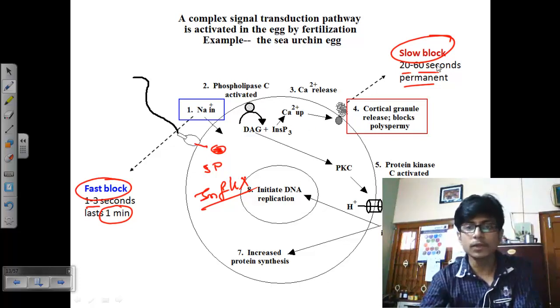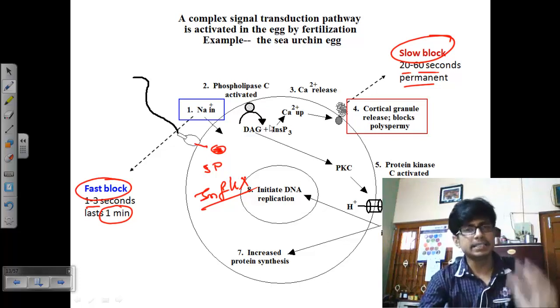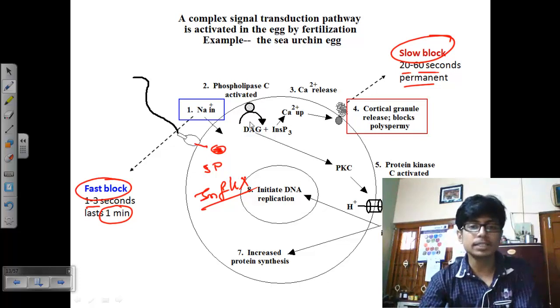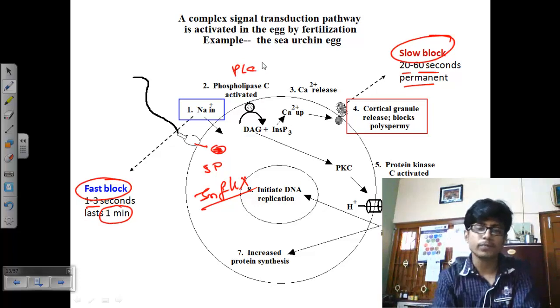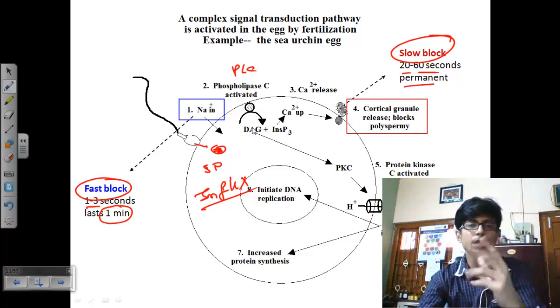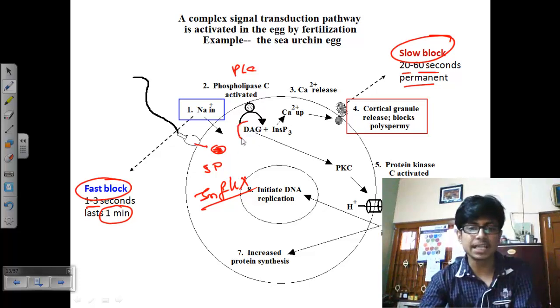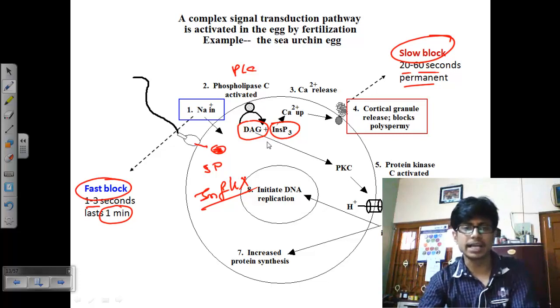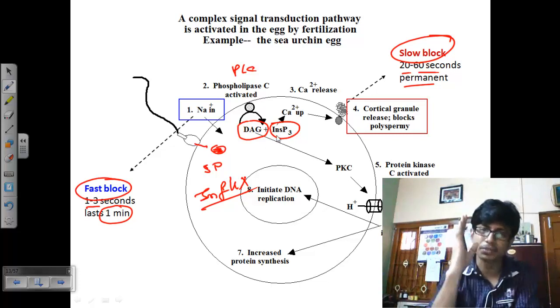So for the slow block, the idea is the internal cell signaling process inside the egg, where the signaling goes on through phospholipase C. Phospholipase C is a membrane-bound signaling molecule, and upon activation it is broken down into two components. One is diacylglycerol, or DAG, another one is inositol triphosphate, IP3. That IP3 is released, and diacylglycerol remains attached to the membrane.